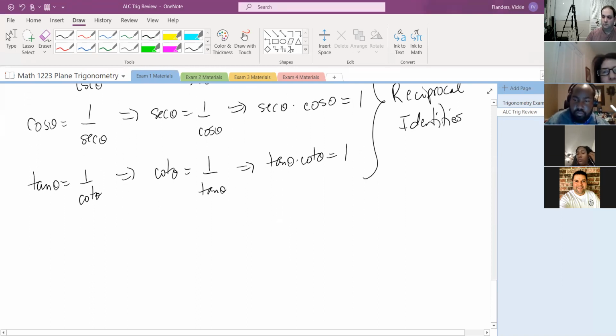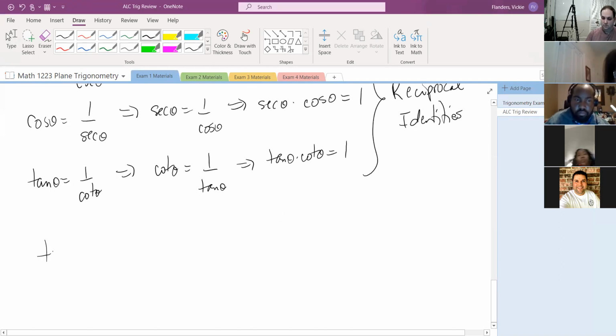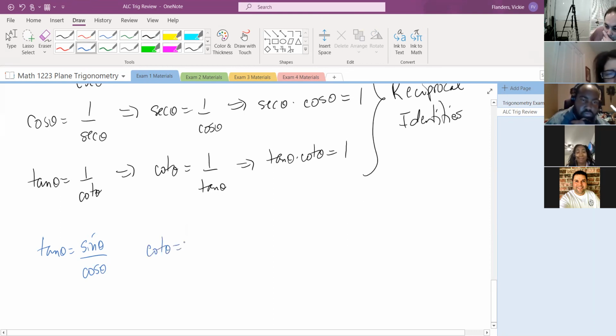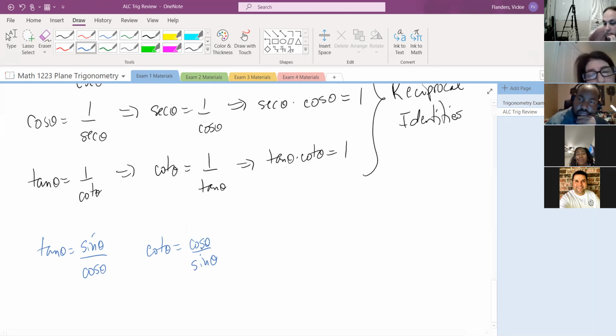All right. And then we have the quotient ones. You can write tangent as sine theta over cosine theta. So tangent theta is sine theta over cosine theta, which we used in the chart. So we had to know that. And because cotangent theta is the reciprocal of tangent theta, you reciprocate sine over cosine to be cosine over sine. And then the alternates of those, where you multiply.